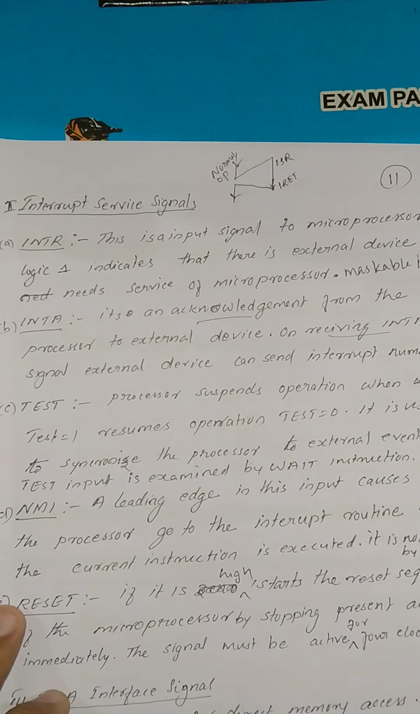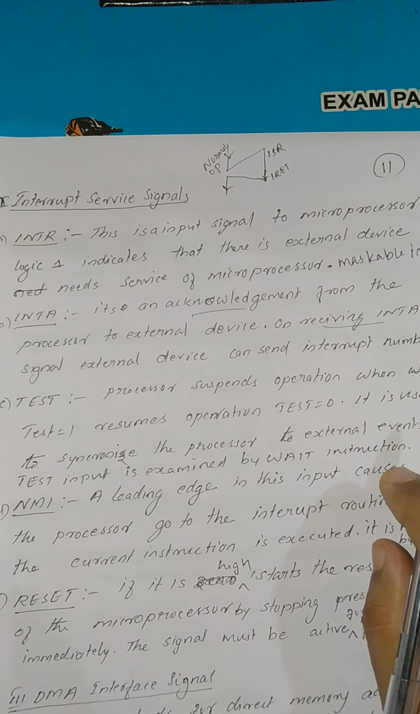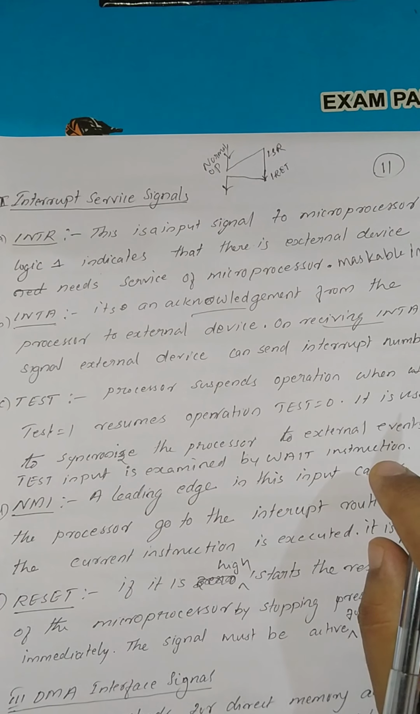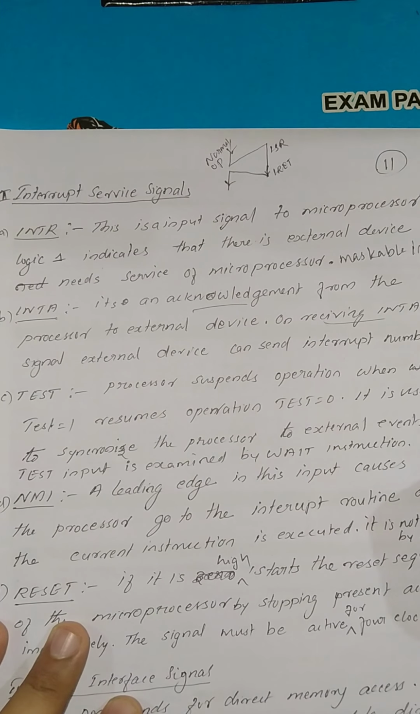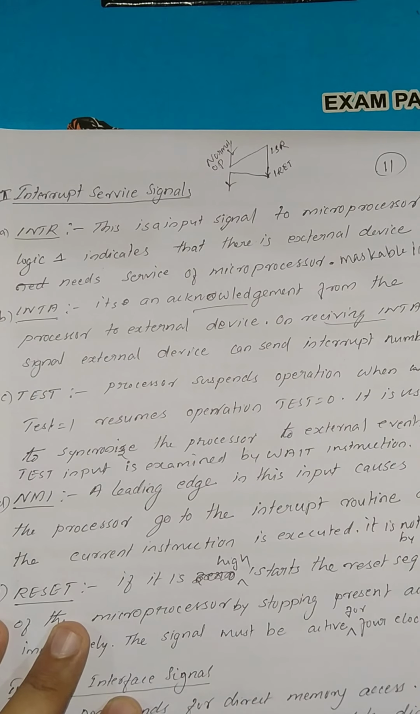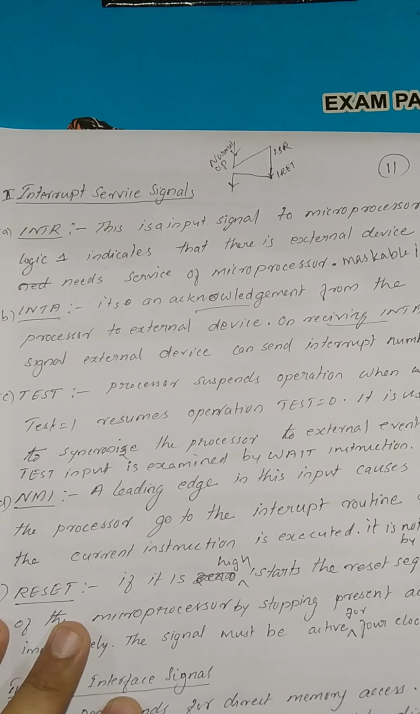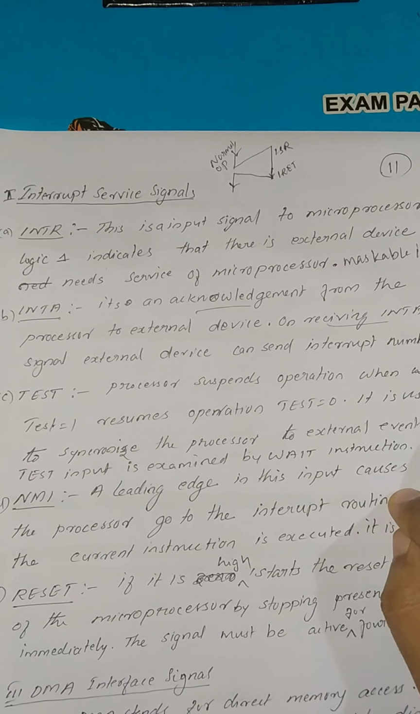Now next is test signal. Test is an input signal. Basically, test is examined by the wait instruction. When microprocessor is executing a wait instruction, at that time it will check whether there is a signal on test or not. Suppose there is a logic 1 at the test input, then microprocessor will suspend its operation and it can sync with the external coprocessors.